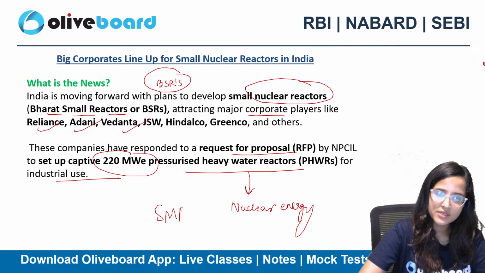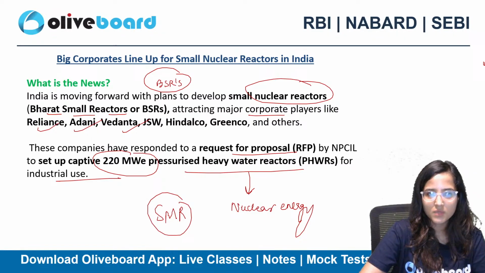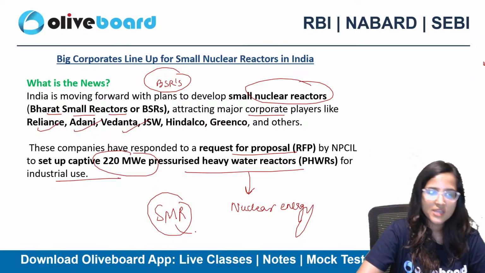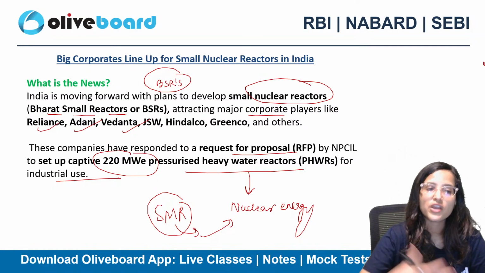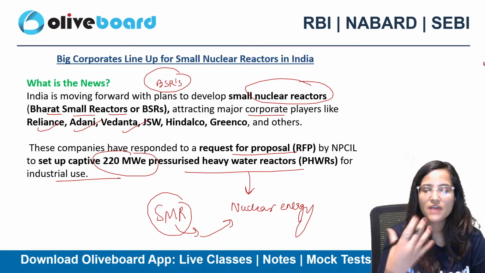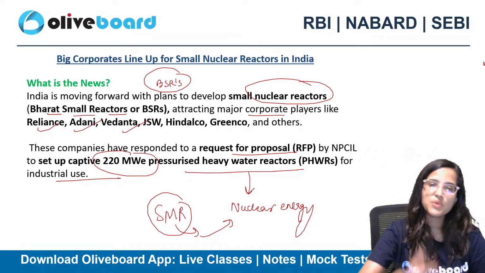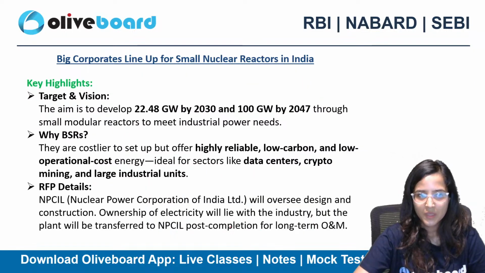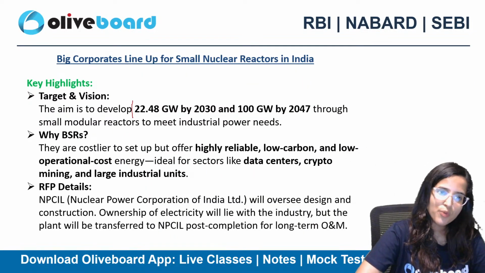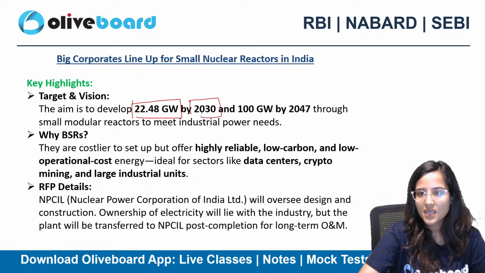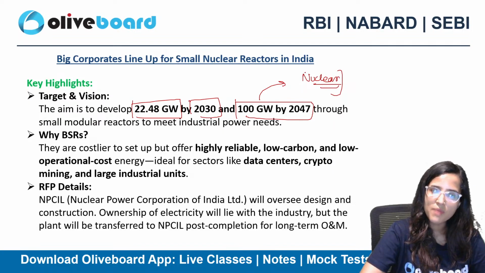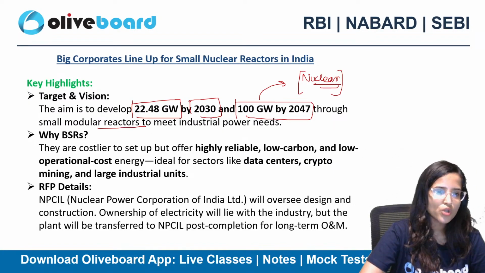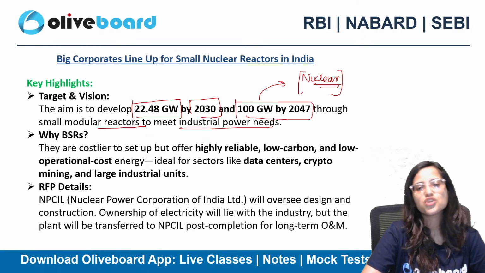Small modular reactors or small nuclear reactors, they are also utilized in order to produce nuclear energy. ठीक है, तो यहाँ पे उसकी मैन्युफैक्चरिंग की बात करें, that if we develop these small nuclear reactors, then we'll be able to produce more nuclear energy. Fine. The aim is to develop 22.48 gigawatt by 2030 and 100 gigawatt by 2047. ये तो हमें पता है that we want to increase the nuclear energy to 100 gigawatt by 2047 through small modular reactors in order to meet the industrial power needs.